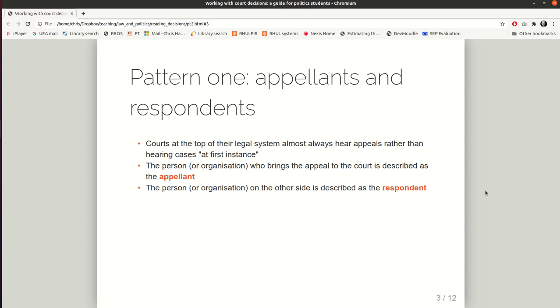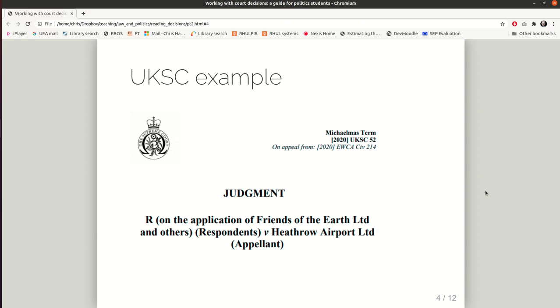And so in this first pattern, we have a person or organisation who brings the appeal to the court being described as the appellant. I personally never know where to place the emphasis on those syllables. And the person or organisation on the other side of that appeal is described as the respondent. So if we take a look at the title page from a recent decision of the UK Supreme Court, we see that this language is right in the first page of the judgment, and the different parties are marked off as either being appellants or respondents.